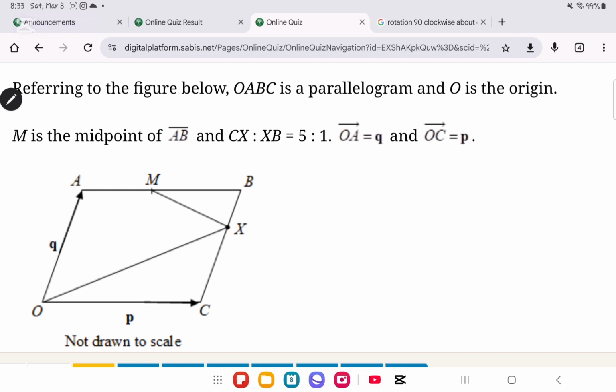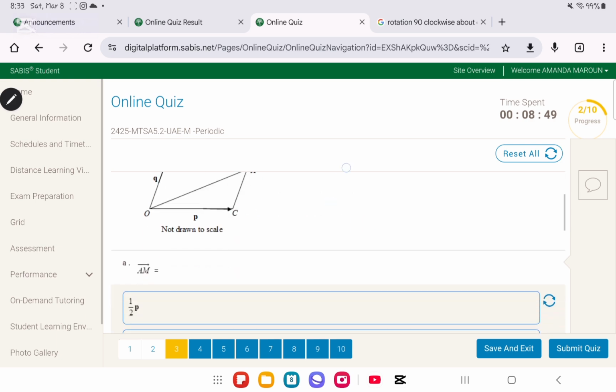First of all, they told us M is the midpoint. That means this is half of AB. And then CX to XB, CX is 5, XB is 1, and in total it is 6. This is just some of the things we have to keep in mind.